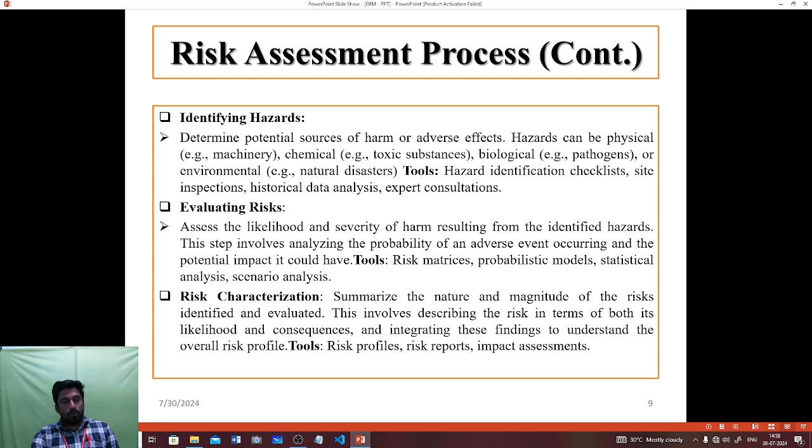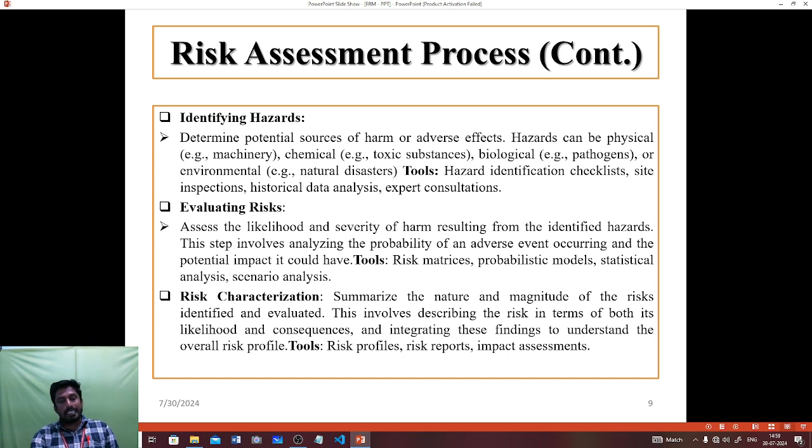Risk evaluation is the main part of this risk assessment. How do we evaluate the risk? We assess the likelihood and the severity of harms resulting from the identified hazards, using previous data. The steps involved are analyzing the probability of an adverse event occurring and the potential impact of the harm. Some tools used are the risk matrix, probability models, statistical analysis and scenario analysis. These are the basic tools for risk evaluation methods.